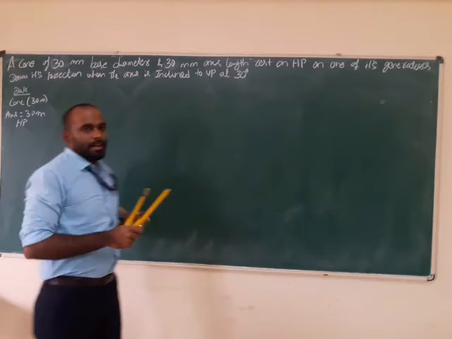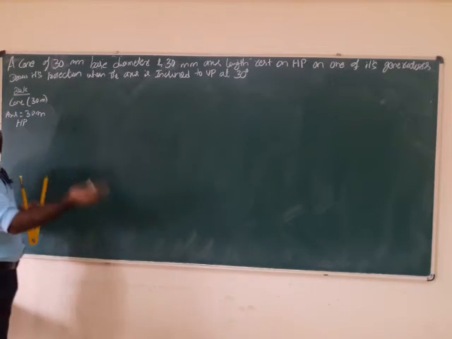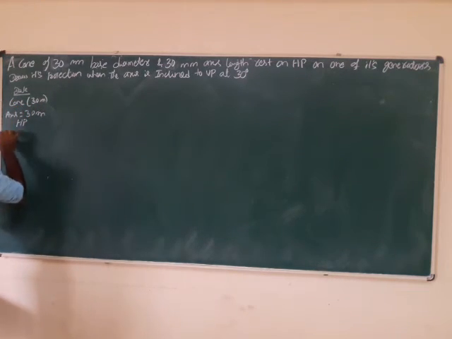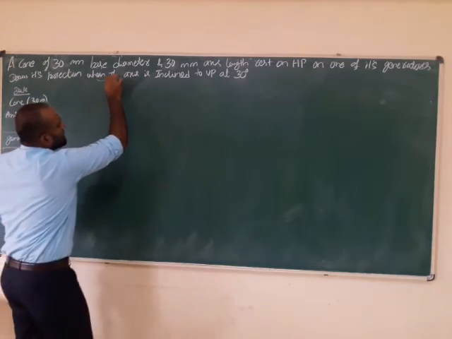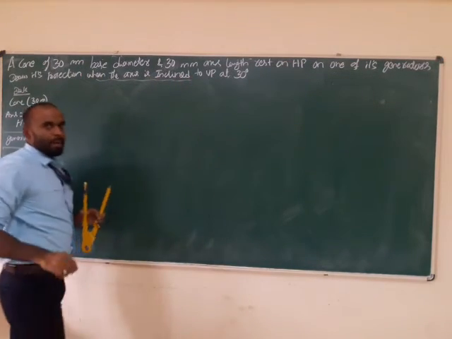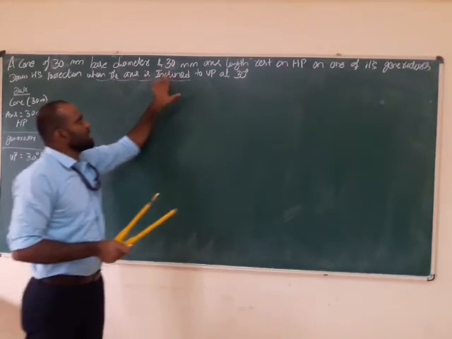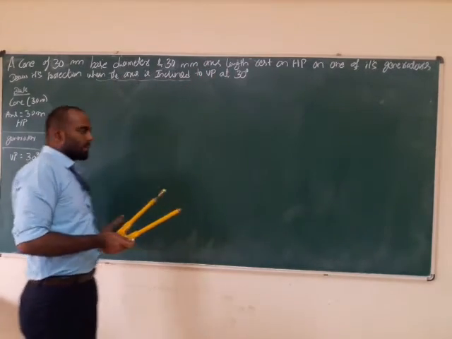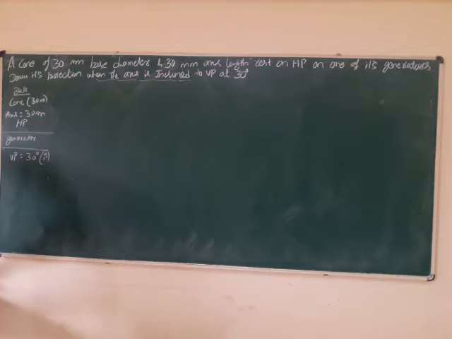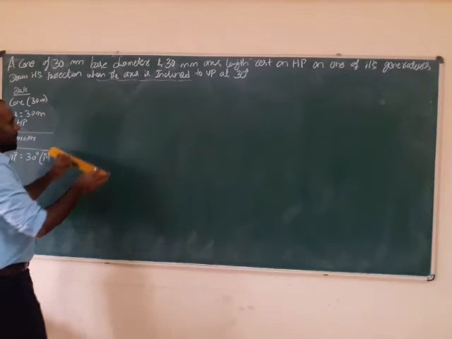One of its generators, the generator means the surface, is inclined to HP at 0 degree angle. Draw the projection when the axis is inclined; that is called a beta problem. The axis inclined to VP at 30 degrees makes it a beta problem, because in the question the axis inclination to VP is mentioned. That's why it's called a beta problem. I will show you how to write the beta problem.